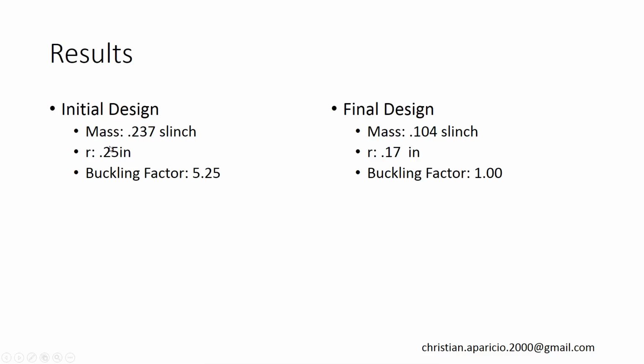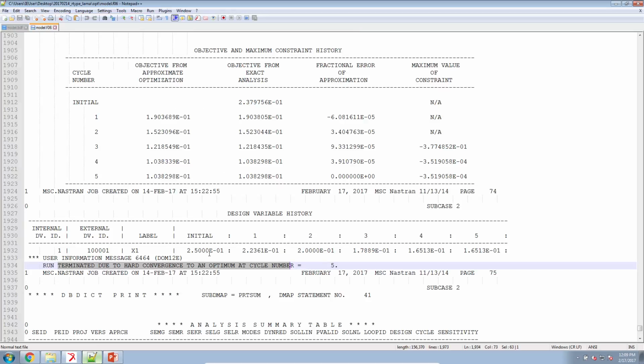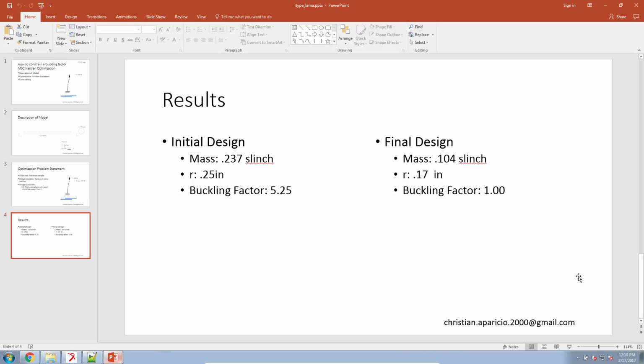I find that the radius before was 0.25, and for the given loading gave a buckling factor of 5.25. Now for a radius of 0.17, this produces a buckling factor of 1. This is where, in this structural configuration with this dimension, you experience buckling. This 0.17 can be derived from the F06 file, where in the initial design, this is the original radius of 0.25. Here at the very final design cycle is where we have our radius of 0.175. So that's how you impose a buckling constraint.